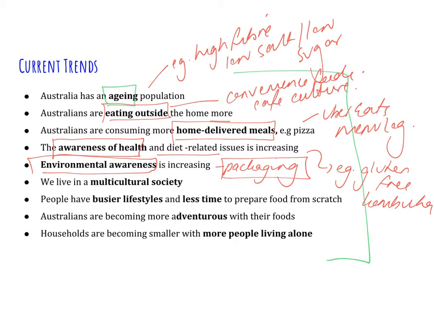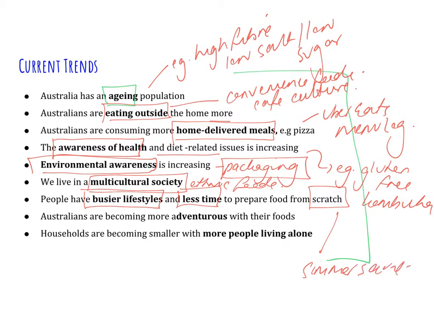Further to this, we live in a multicultural society. So having ethnic foods available and cultural foods, as well as foods that link to people's religious beliefs, so halal and kosher foods. The next point links to people having busier lifestyles and less time, and therefore people don't have time or even energy or even the skills to prepare foods from scratch. So having simmer sauces, like Canton or Lego's, recipe bases, or even frozen meals or microwavable products.